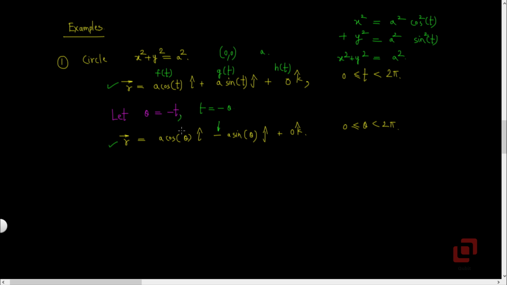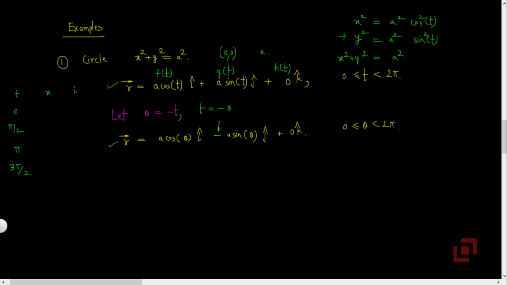Let us now see how different parameterizations bring in different orientations. Consider the first parameterization. We will talk about 4 different values of t now: 0, pi by 2, pi, and 3 pi by 2.